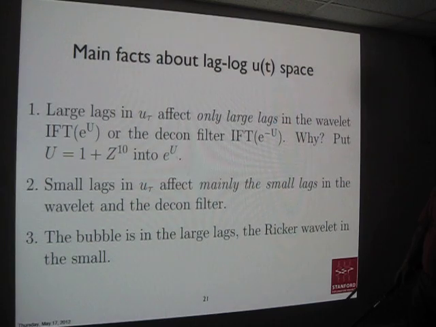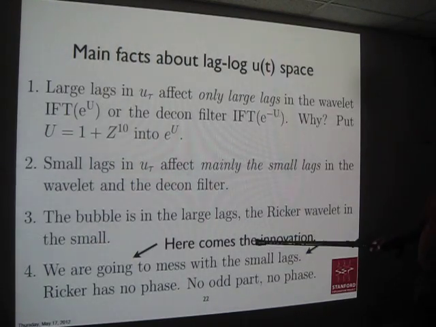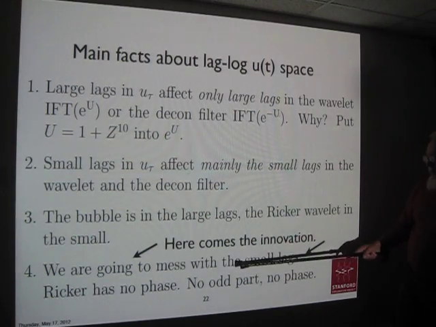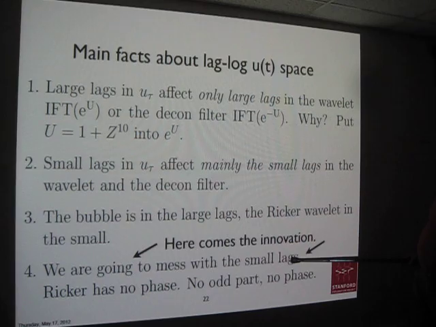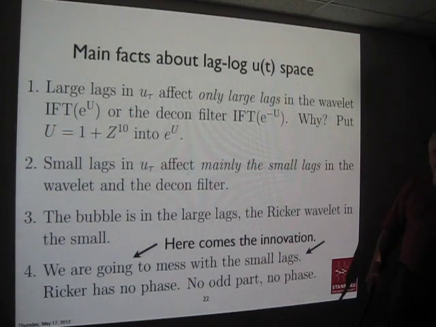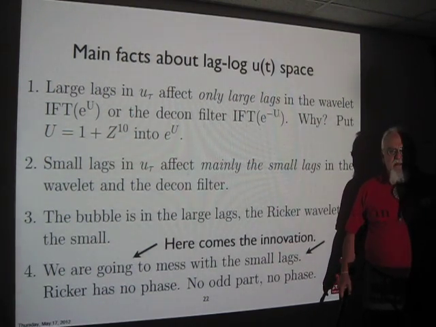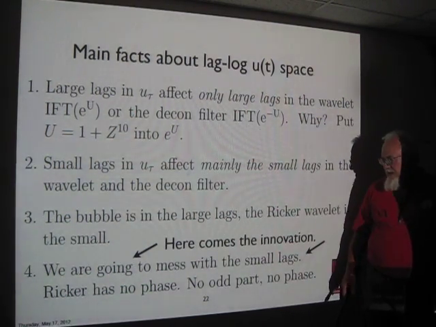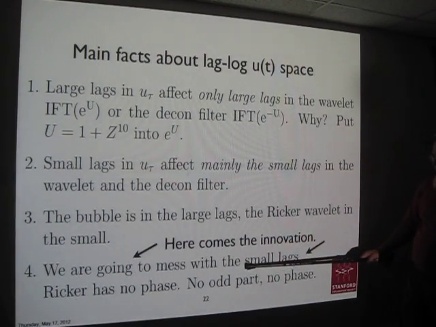The final fact you need to know, which is going to lead us up to the actual innovation here, how I did my magic trick: we're going to be messing around with the small lags. We don't really want to believe causality completely. We want to take into account the Ricker wavelet. And what do we know about the Ricker wavelet? The thing we know is that it has no phase. So we're going to fiddle around a little bit with that part of it.